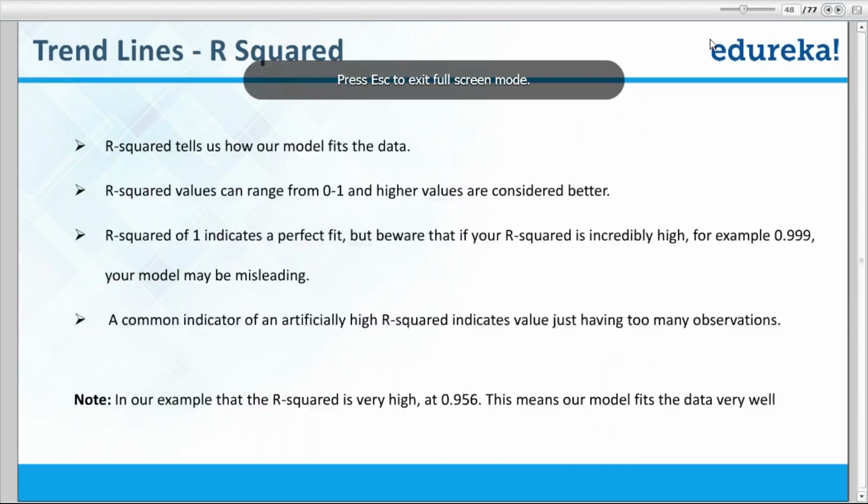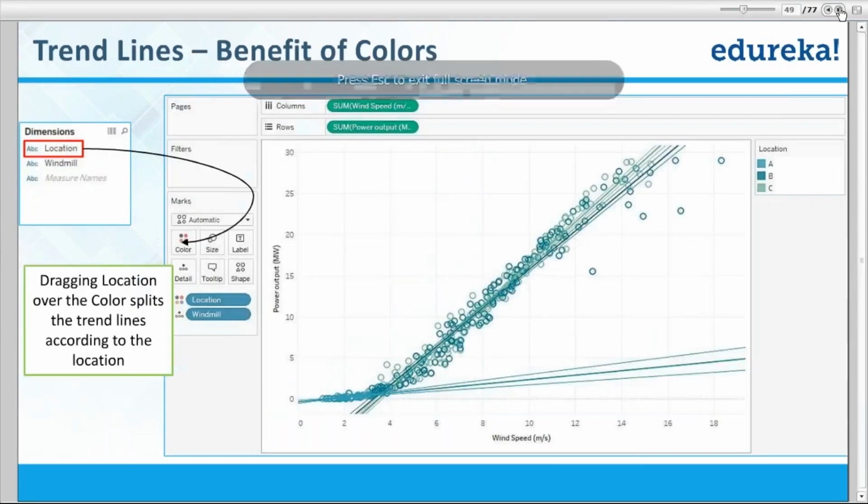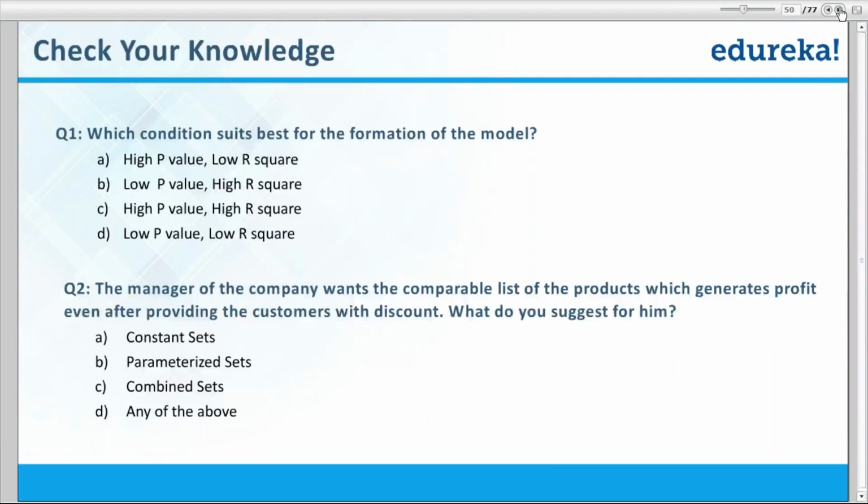In our example the R squared was not that high, it was like 0.4547. So we have to choose the models accordingly. So you can make use of the colors and add the trend line based on that.